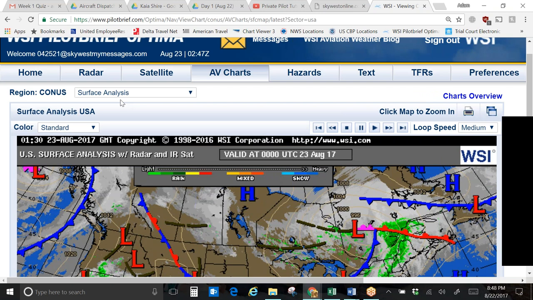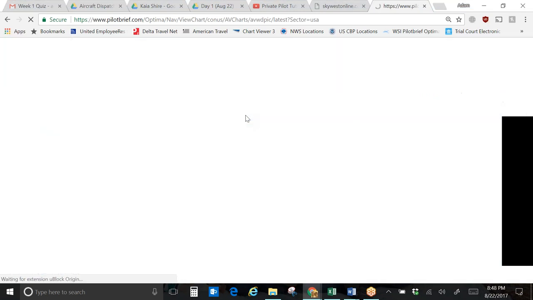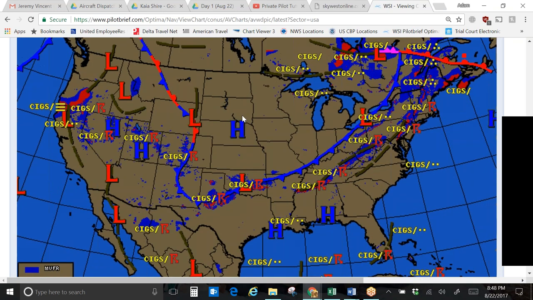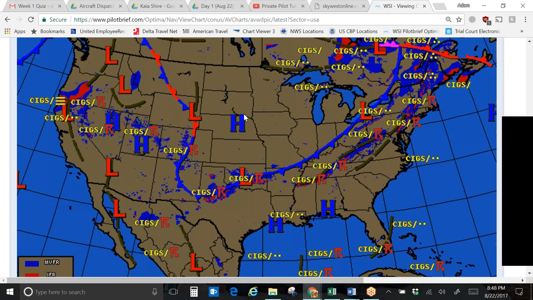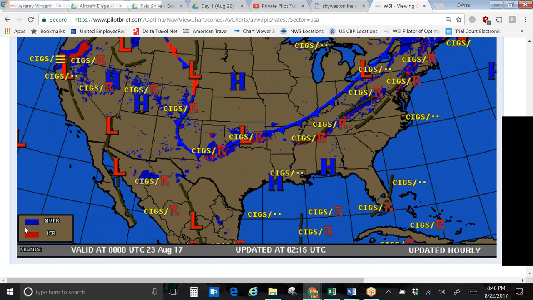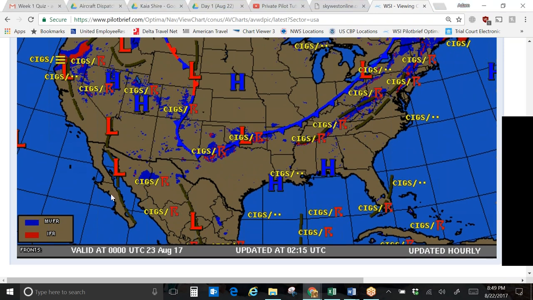So the next one is called a weather depiction chart. It's kind of the same thing. The only difference is that this is mapped out a little bit differently. If you see this legend down here in the left-hand corner, it says blue stands for marginal VFR, and red stands for IFR conditions, okay?